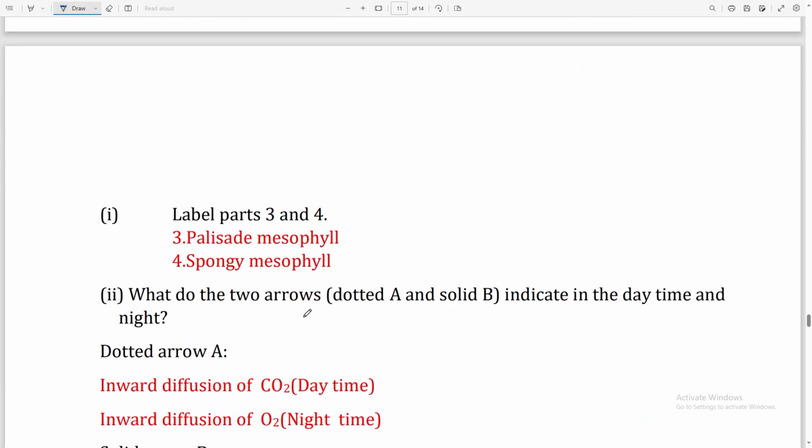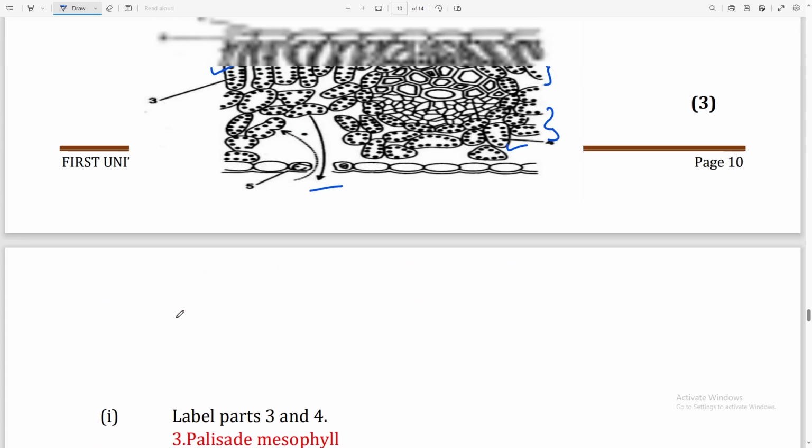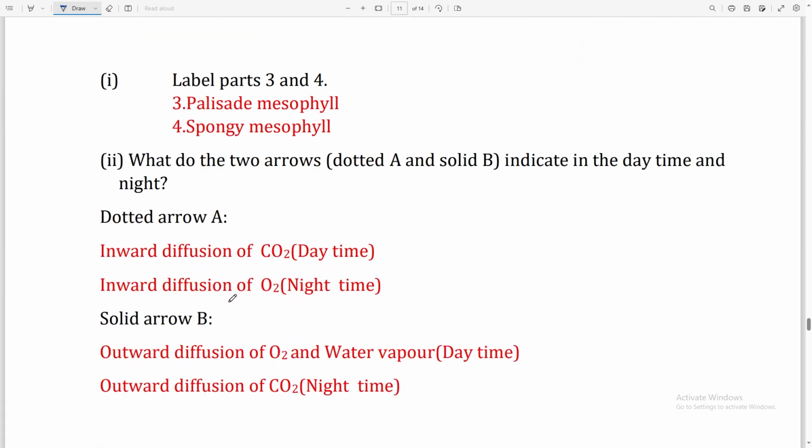Then, what do the two arrows dotted A and solid B indicate in the daytime and night time? We have to mention in the daytime and night time. So, which is the dotted and which is the solid? So, this is the dotted arrow mark and this is the solid arrow mark. So, we can find the inward movement and this is the outward movement. So, what kind of substances?